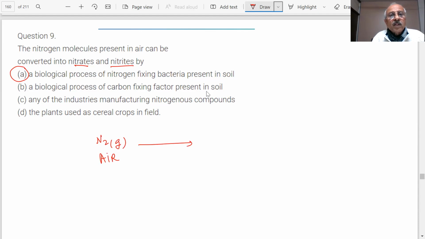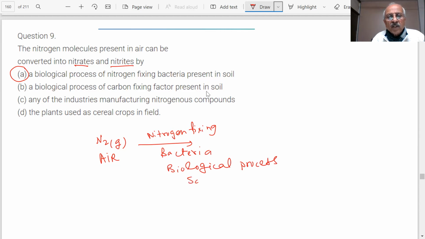What happens? There is a nitrogen fixing bacteria. Which bacteria? You have any idea? Did we tell you in the lectures the name of the bacteria also? There is a biological process we have given you in our lectures, which are uploaded on YouTube. What is the name of the bacteria, students? This is present in the soil. It will convert it into nitrates and nitrites.